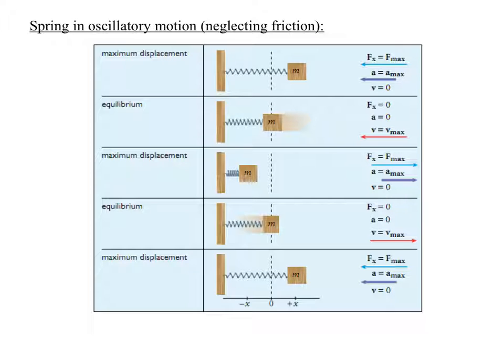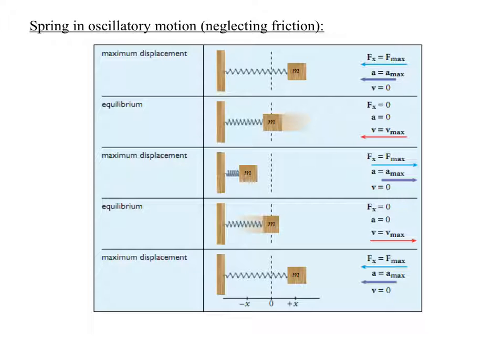But when it's at the equilibrium position, right there, although the spring is neither stretched nor compressed, it's moving. It has velocity. And then what happens? It continues to move, slows down, stops again. And that's where it stops right there.